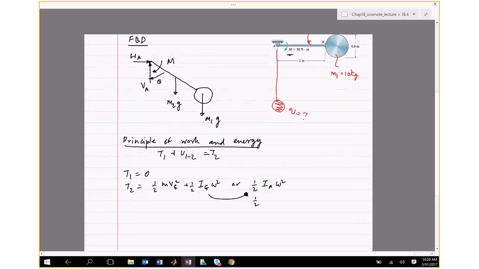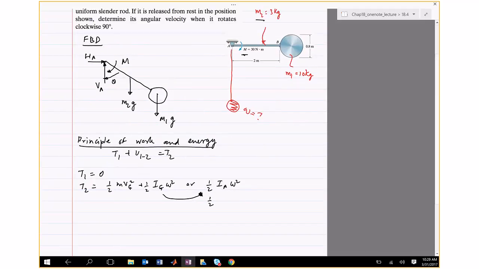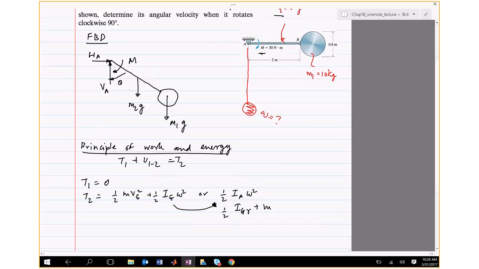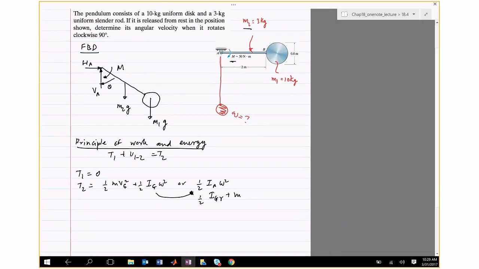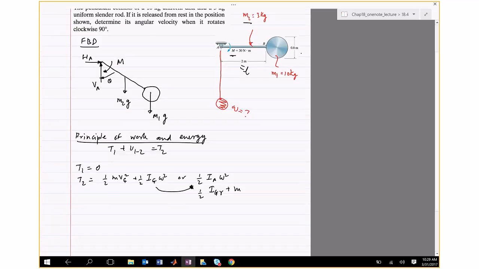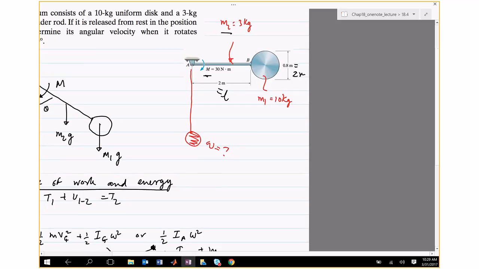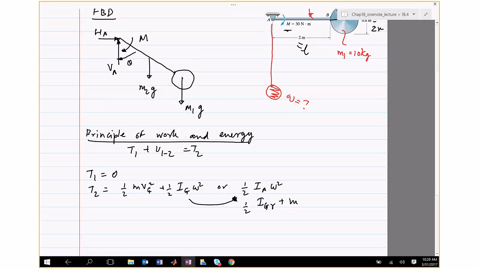What is the inertia about A? Okay, it's Ig for the rod plus M. Let's say this is L, and let's call this 2r. I write 2r because that's the diameter, so this thing here is r. So I'm going to write it as Ig rod plus m L squared divided by 4, because this is half the length squared, for the parallel axis.